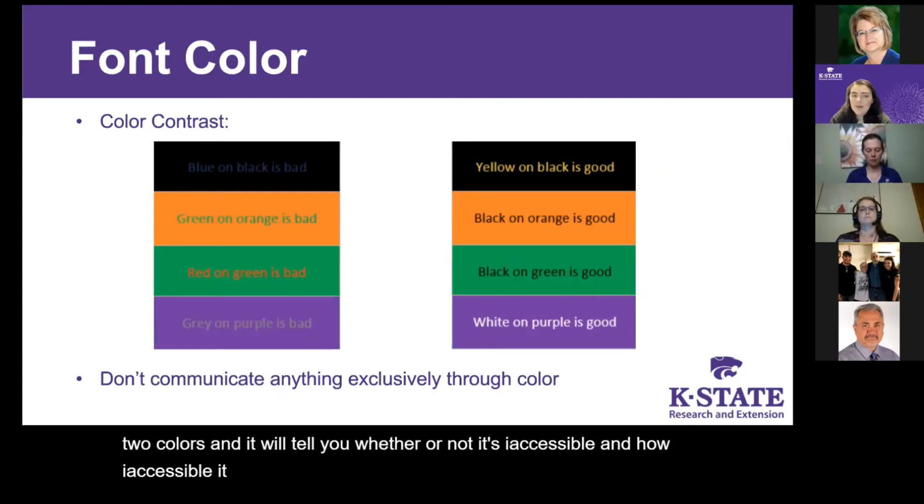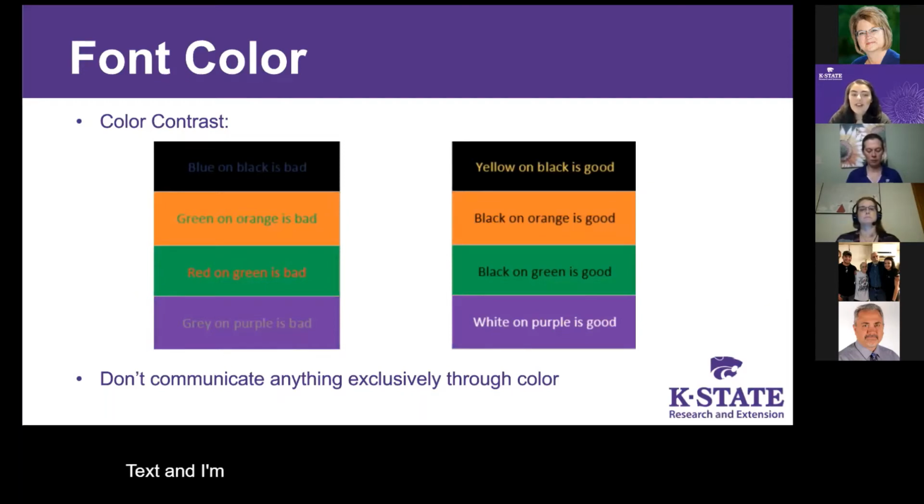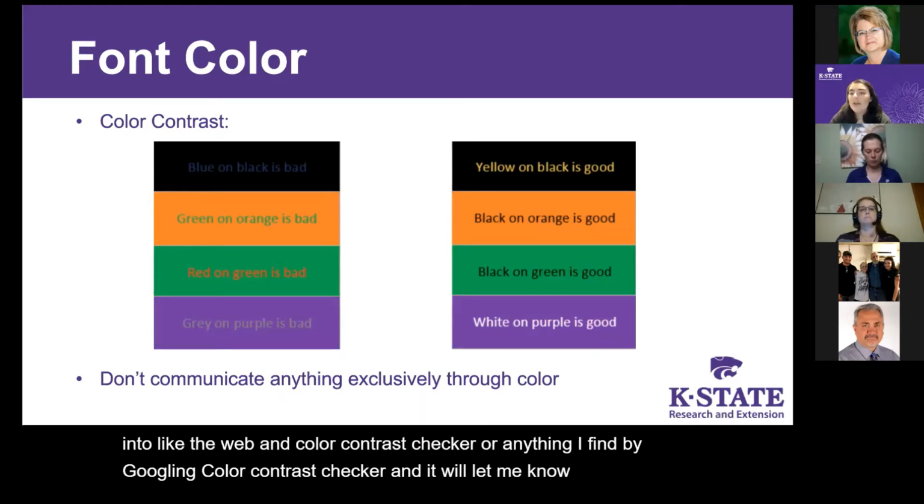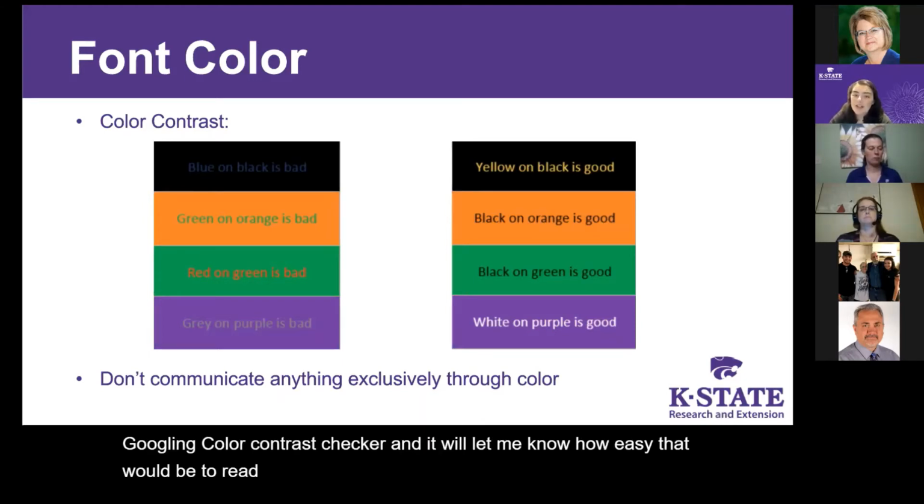So for example, if I was curious about that red on green text, and I'm like, oh, I'm not sure if this is good or not, I could just plug it into the WebAIM color contrast checker or anything I find by Googling color contrast checker, and it will let me know how easy that would be to read for people with different disabilities.